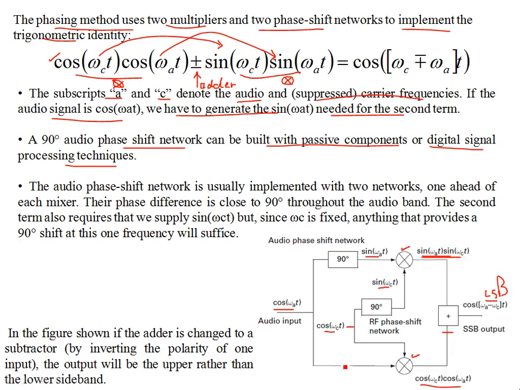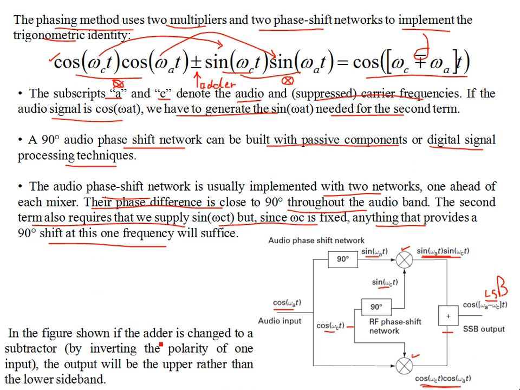For the first term, they're simply mixed without any phase shift. So you have cosine terms, cosine omega c, cosine omega a, and you add them up. You realize this trigonometric identity to yield a lower sideband, because you're adding them up. This is the negative. The audio phase shift network is usually implemented with two networks, one ahead of each mixer. Their phase difference is close to 90 degrees throughout the audio band. The second term also requires that we supply sine omega ct. So you see sine omega ct in the second term over here.